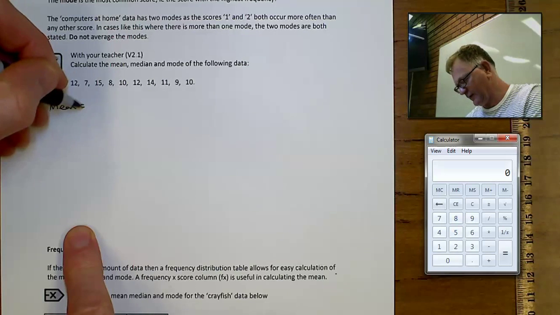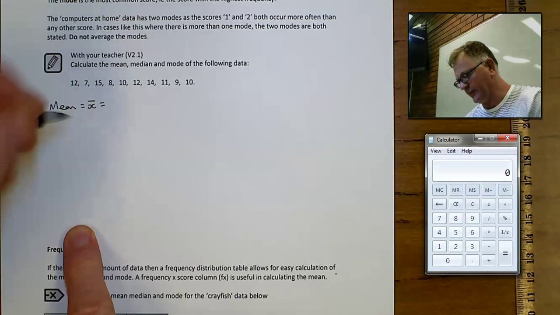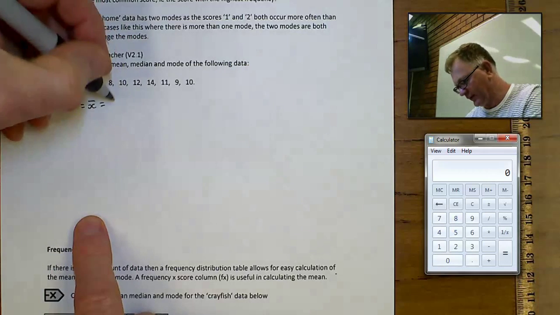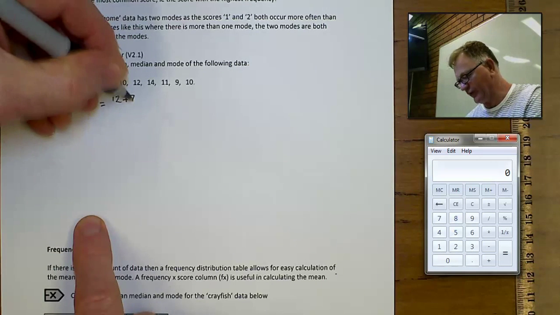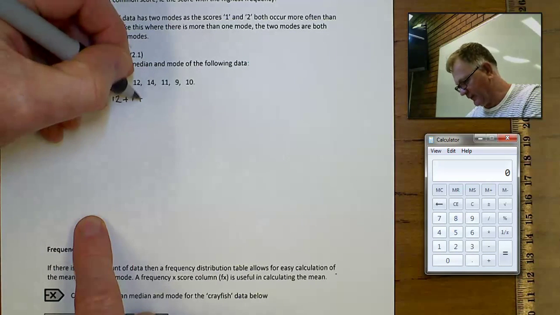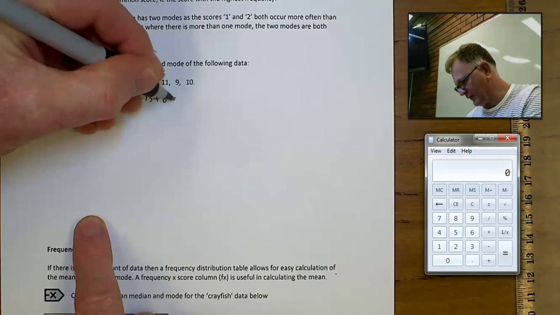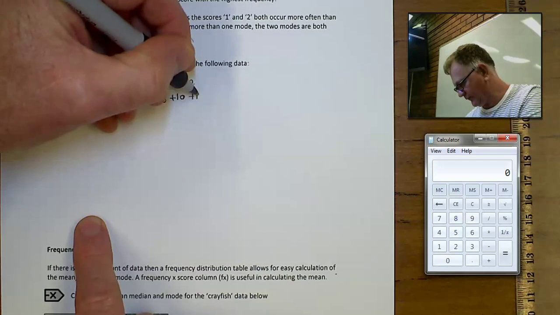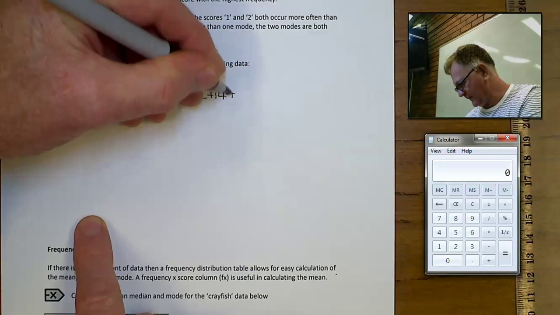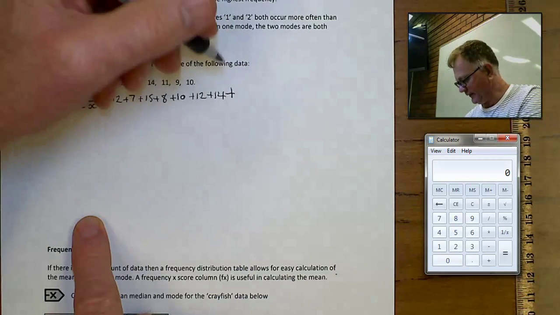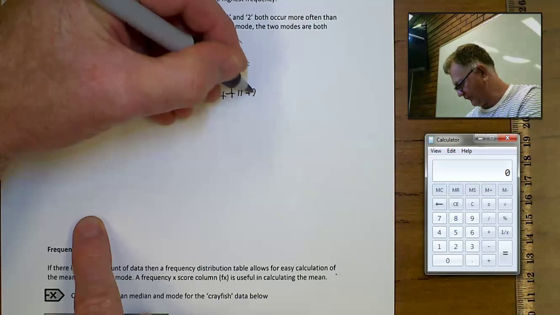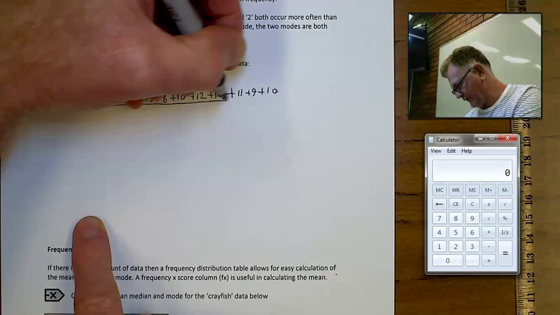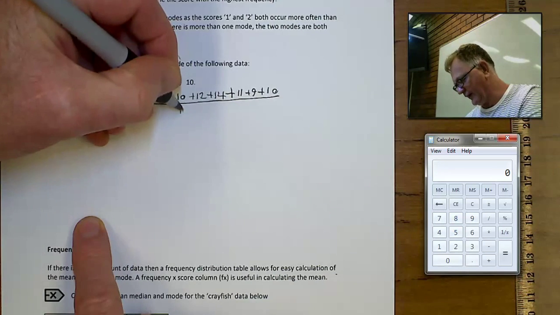Now the mean is the average score. And to find the average of a group of scores, you add them all together and then divide by the number of scores that are there. So it's 12 plus 7 plus 15 plus 8 plus 10 plus 12 plus 14, 11, 9 and 10. Find all that. Divide by the number of scores, which is 10.